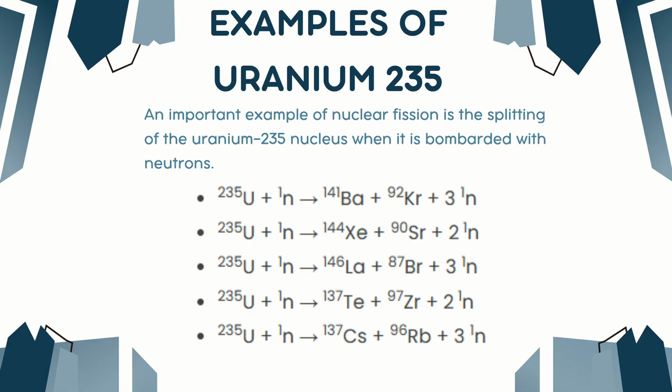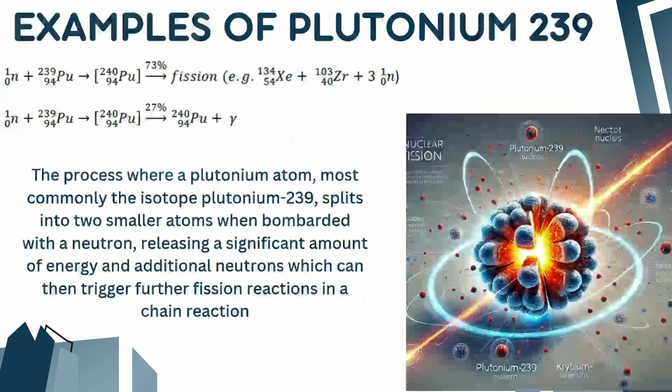Another important fissile material used in nuclear reactions is plutonium-239. Plutonium-239 is another commonly used fissile material. Like uranium-235, when it absorbs a neutron, it undergoes fission, splitting into smaller nuclei and releasing energy and more neutrons. This reaction is used in nuclear weapons and some types of nuclear reactors.